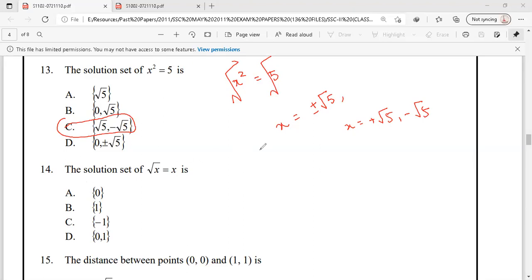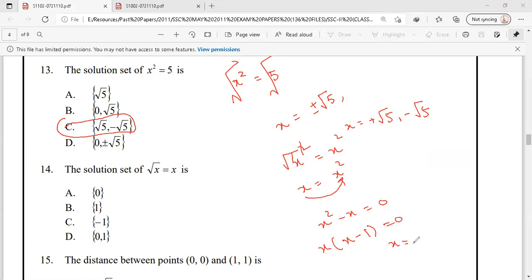The solution set of this radical equation, square root x equals x. So let's take a square on both sides. The square and root will be cancelled out. So x will be equal to x square, and x square minus x is equal to 0. This x has moved towards the right side of the equation. If we take x common, we will get x times x minus 1 equals 0. So the values of x, or the roots of this equation, are x equals 0 and x equals 1. So the correct answer is option D.